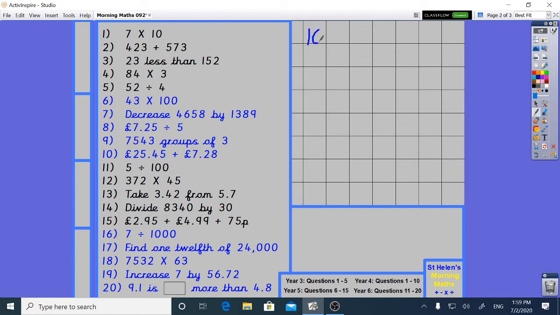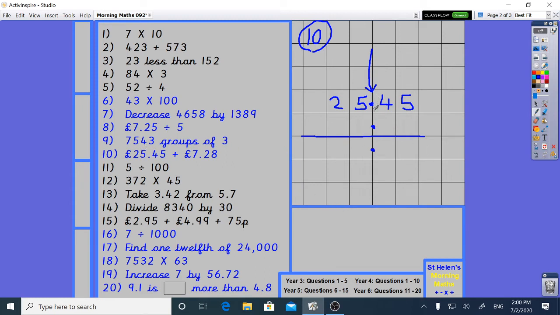Another money question. Soon I'll start bringing in some measures, you know, centimetres and metres and things like that in year 4. So this money question, £25.45 plus £7.28. Now with the decimal point, you always line up the decimal point. It's different to when you're dealing with whole numbers. In a way, with whole numbers, you line up down the right. You don't see any decimal point. But with decimals, you line up the decimal point.